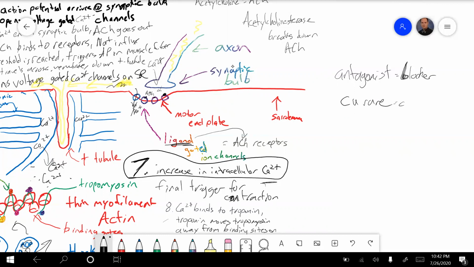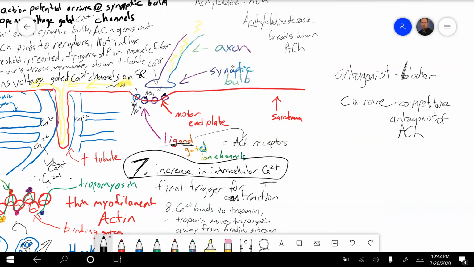Curare is a competitive antagonist of acetylcholine. Competitive means that it doesn't just block the acetylcholine receptor. It's like it races there and shoves acetylcholine into the ground and laughs at it and then binds to it. It's better at binding to that site than acetylcholine is. But it doesn't turn the key. It doesn't unlock the lock. It just fits in the hole. So now it's blocked.